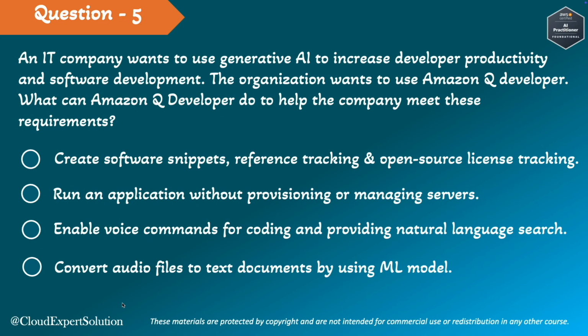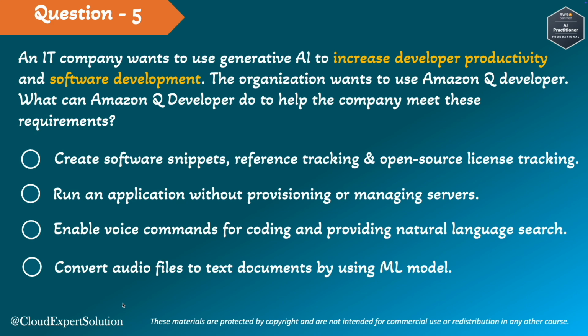Moving to question number 5. An IT company wants to use generative AI to increase developers' productivity in software development. The organization wants to use Amazon Q Developer. What can Amazon Q Developer do to help the company meet these requirements? In terms of important phrases, the question is asking to increase developer productivity in the software development process, and it is asking about Amazon Q Developer's characteristics. Now let's review all the options one by one.